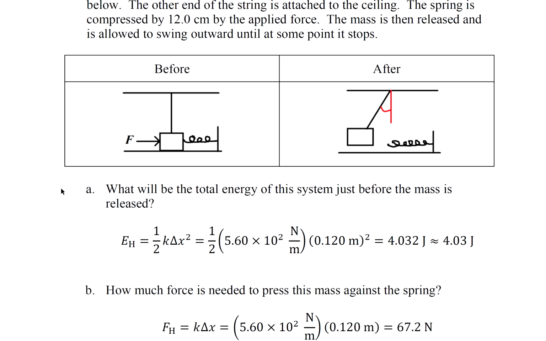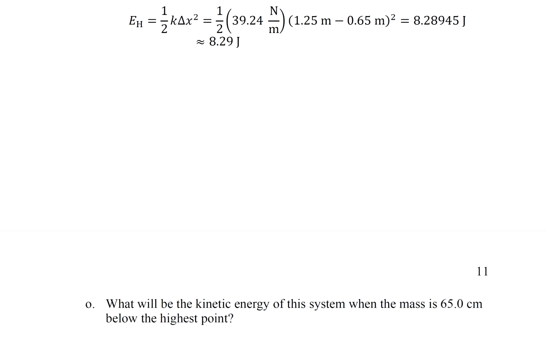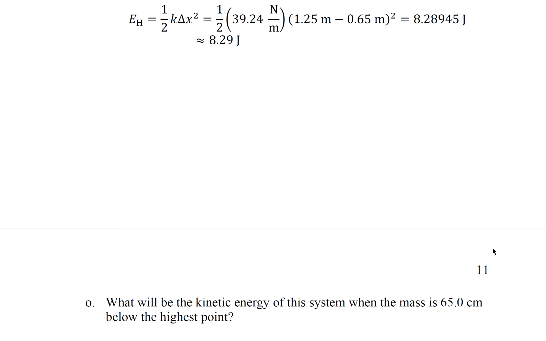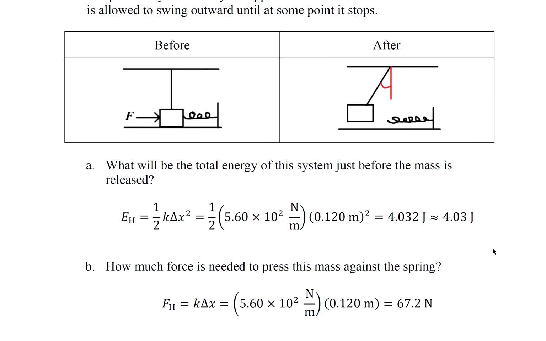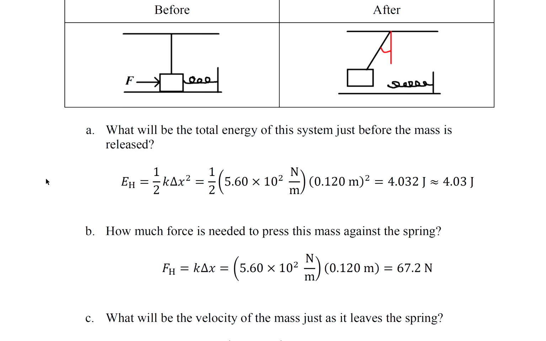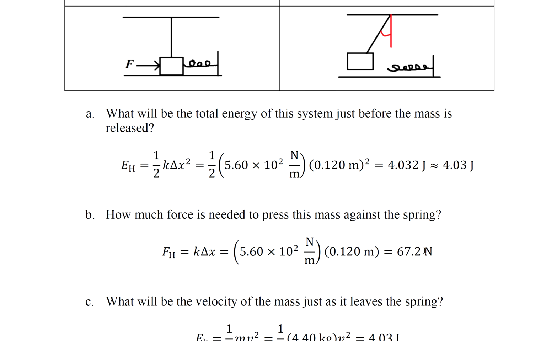Part A, what will be the total energy of the system just before the mass is released? So the total energy everywhere is going to be 4.03 joules. Part B, how much force is needed to press this mass against the spring? It's this. F equals kx, delta x.